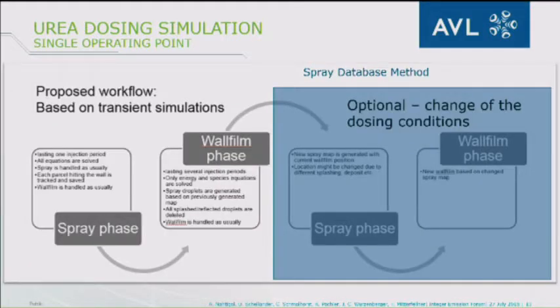The next method which we are using is the so-called spray database method. This means that during the first pulse of injection, we store all the droplets in the database. These droplets are then reused each time the injection takes place. So we are no longer simulating the dosing, only taking the droplets which are hitting the wall from the database. This is another measure which will speed up the whole process.